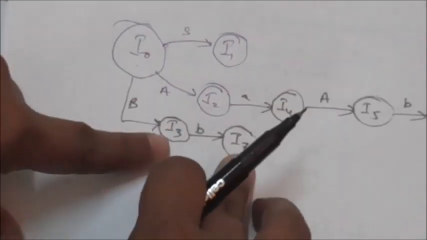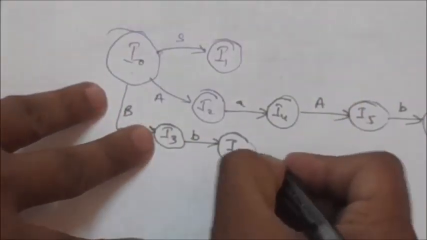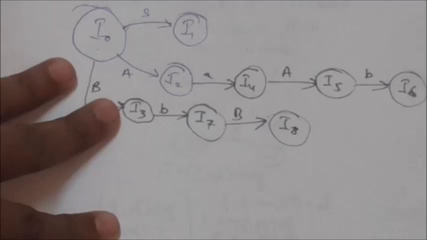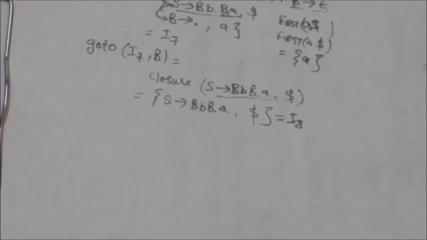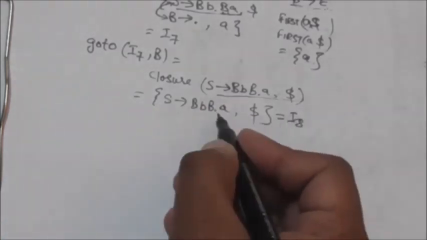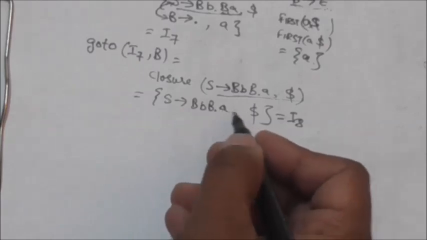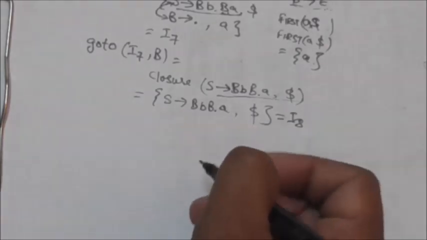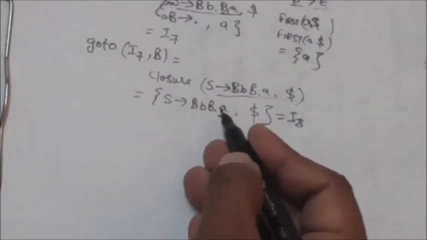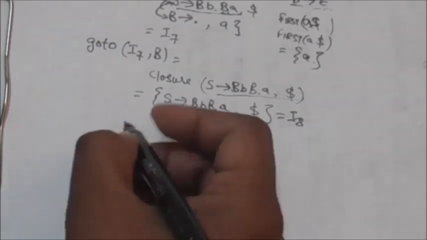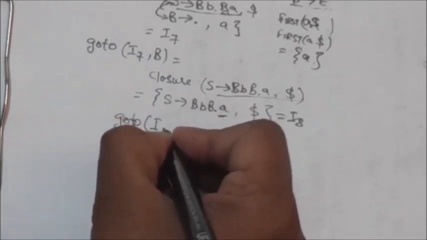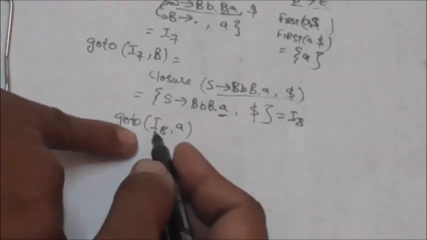So when the DFA is in state I7 and it reads this non-terminal B, then it jumps to state I8. Now I need to find the transition of state I8. Here you can see that in state I8, dot is preceding only one symbol, that is terminal A. So for state I8 we can find transitions only for terminal symbol A. So for that I need to evaluate go to I8, A.